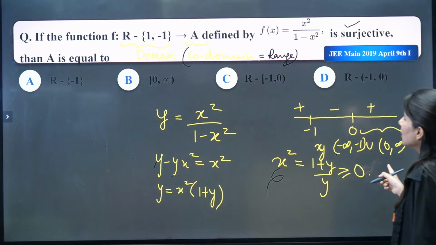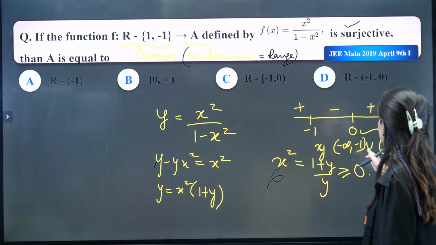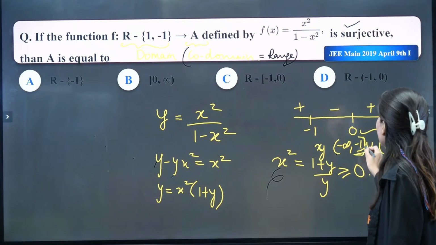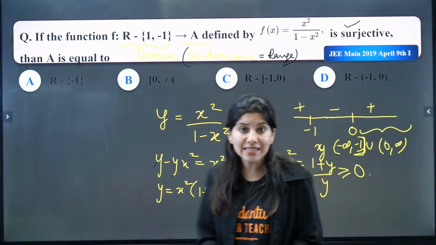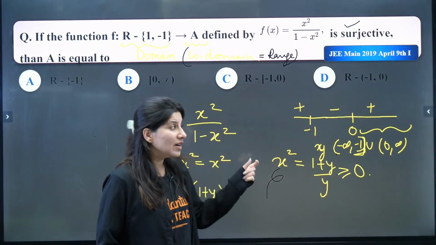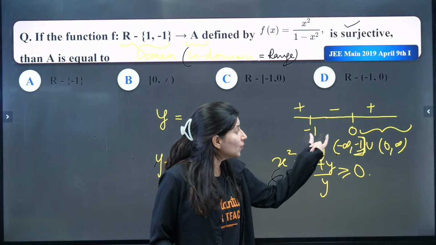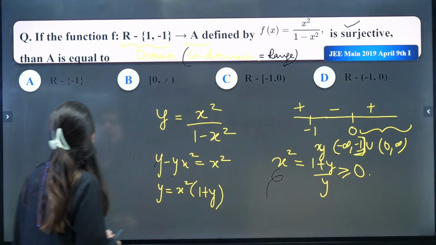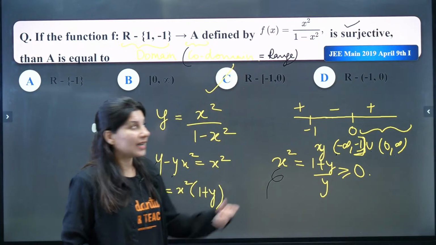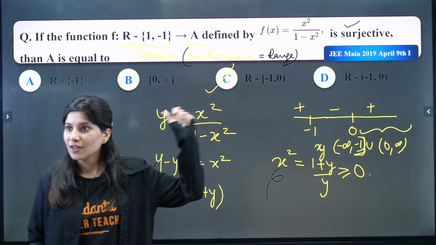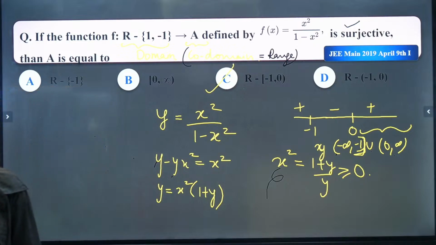So basically this is your range: minus infinity to minus 1, this is a close bracket, union 0 to infinity. Or you can say that you just have to remove minus 1 open to 0 close. So you have to remove minus 1 open to 0 close. That means option C is absolutely right, wherein you are just removing it.